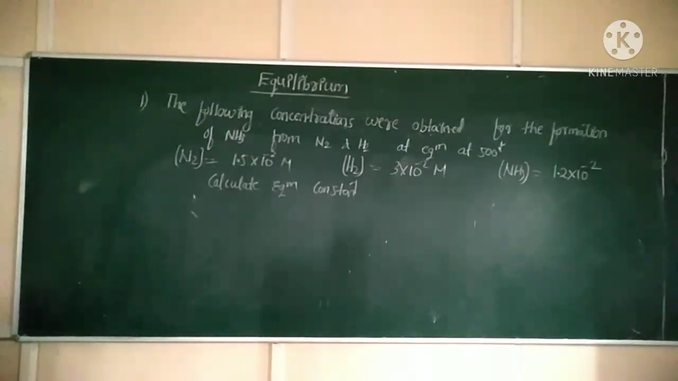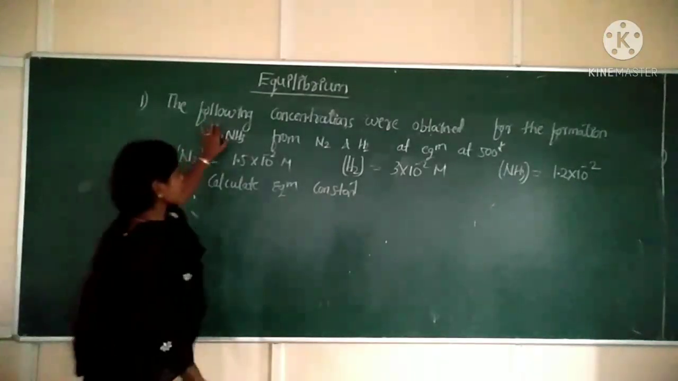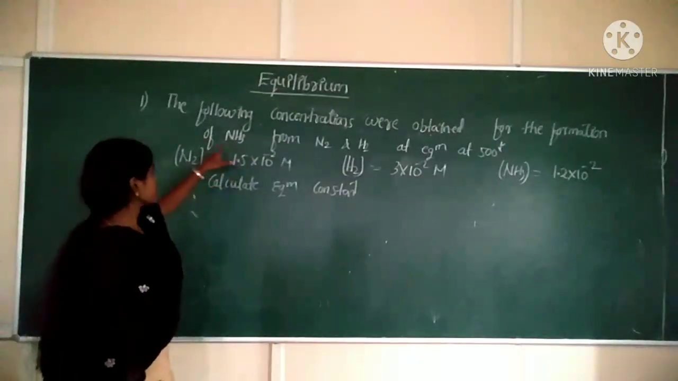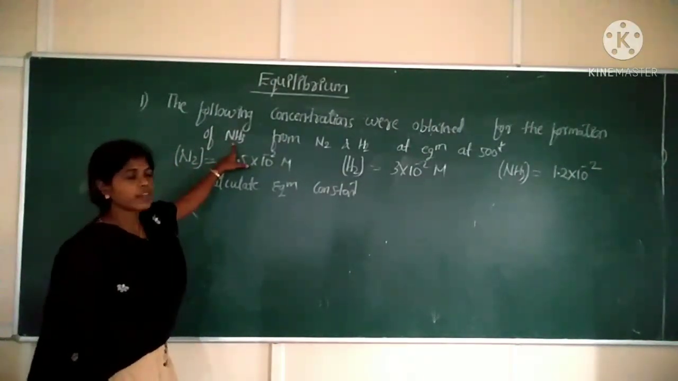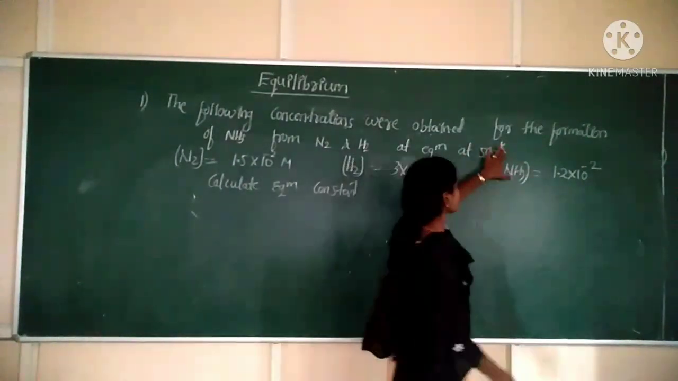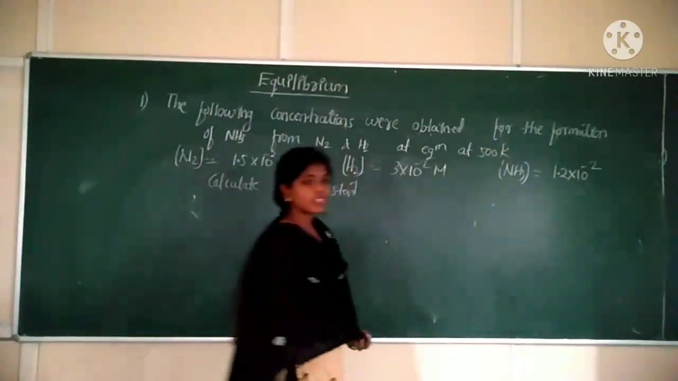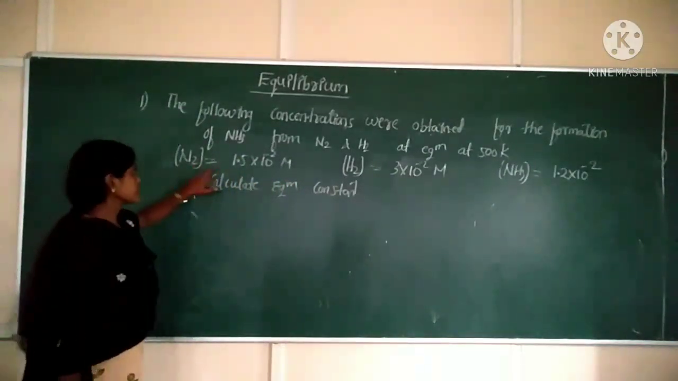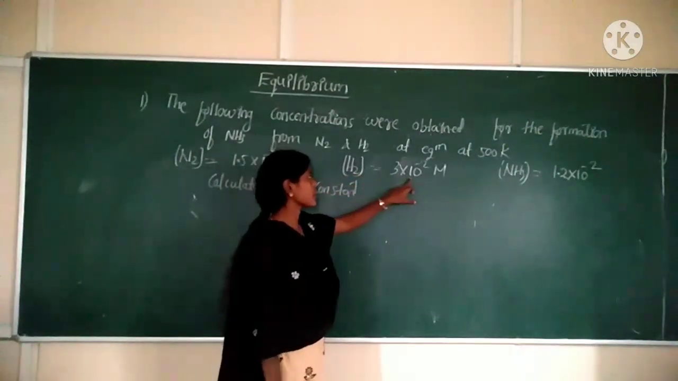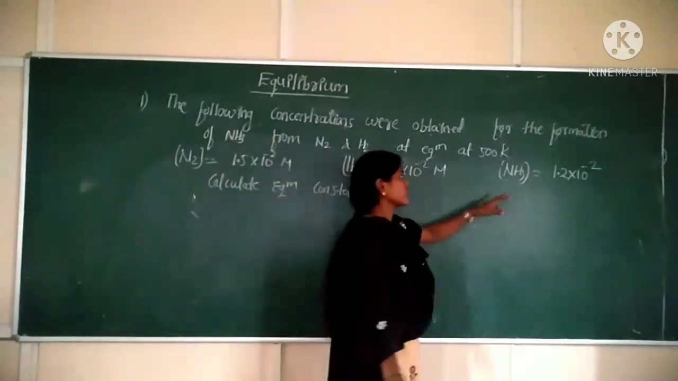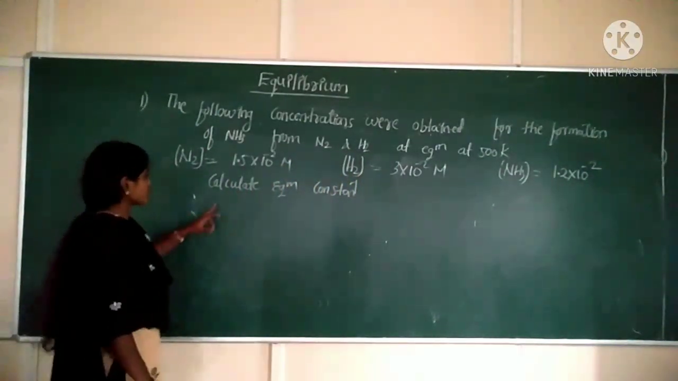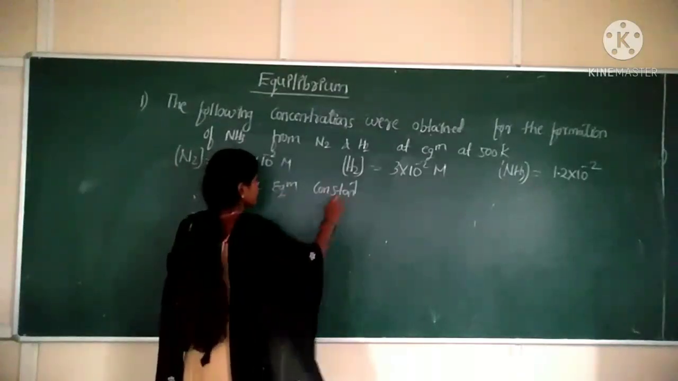Okay? Read the question once. The following concentrations were obtained for the formation of ammonia from N2 and H2 at equilibrium at 500 Kelvin. So what are the concentrations given? N2 concentration is 1.5 into 10 to the power minus 2. H2 concentration 3 into 10 to the power minus 2. NH3 concentration 1.2 into 10 to the power minus 2. So what do we have to calculate? We have to calculate the equilibrium constant.